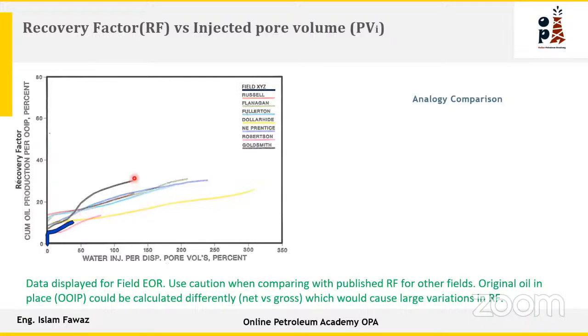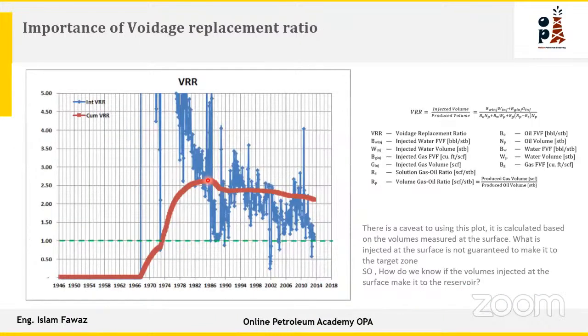As you can see here, if we inject 100%, or 1.3, or here we injected 2.5 pore volumes, we increase the recovery up to 25%. This is our goal. So you have to compare this with your analog field, where we are and how to get the benefit from this field.